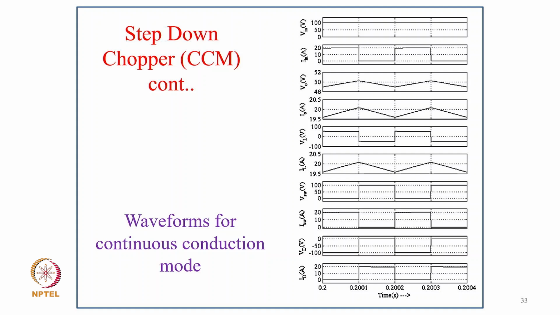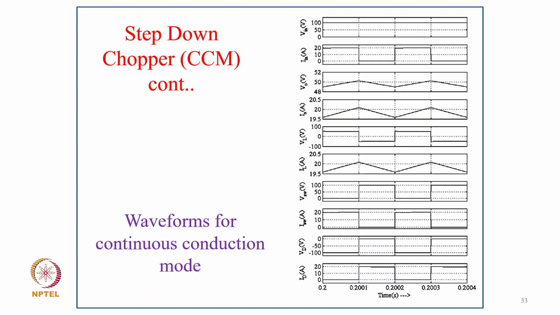In case of continuous conduction mode of this step down chopper, you have input voltage, then you have input current. That also becomes discontinuous because when the switch is off, you are not drawing any current from the source. The output voltage has a small ripple across the load, and then you have output current which is almost continuous with a small ripple because of the inductive filter, which may be a part of the load. Then the inductor voltage flips from positive to negative, and the inductor current is typically the load current, so it remains almost continuous with very little ripple.